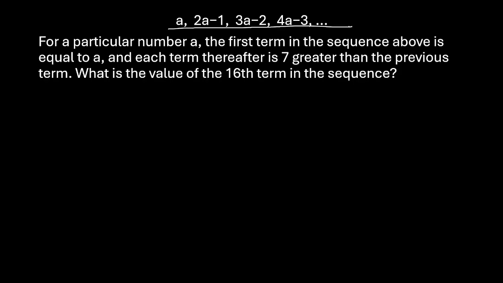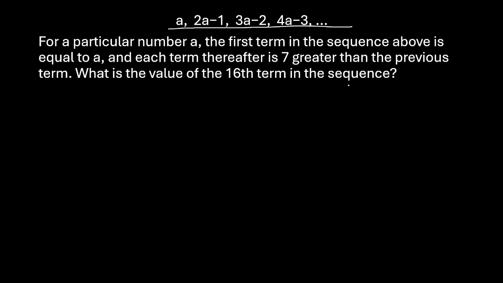So here we have a series. For a particular number a, the first term in the sequence above is equal to a, and each term thereafter is 7 greater than the previous term. What is the value of the 16th term in the sequence?